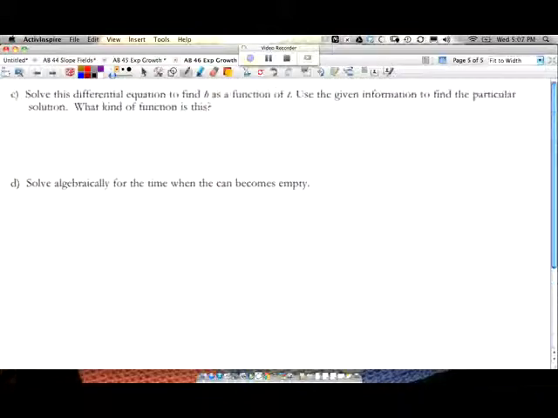Let's try another one here. Solve the differential equation to find h as a function of t. Alright, so we know that k equals negative 3 over square root of 12. We know that much. And we know that dh/dt is going to be k times square root of h.